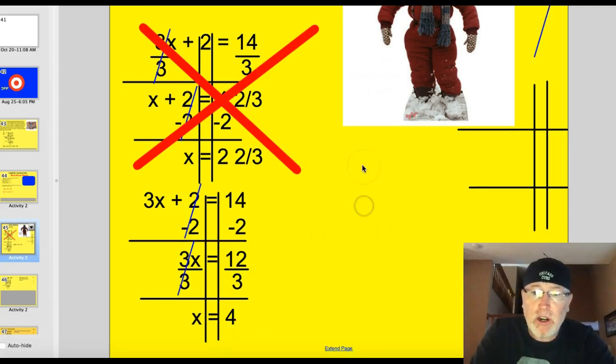And this one here actually does work. If I can find the answer, I guess we're going to have to do this. There it is. 3 times 4, 12, plus 2 is 14.